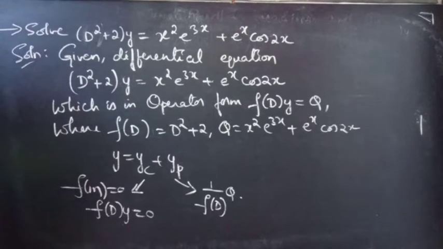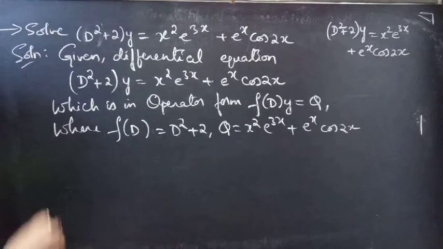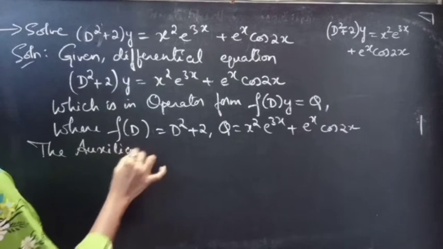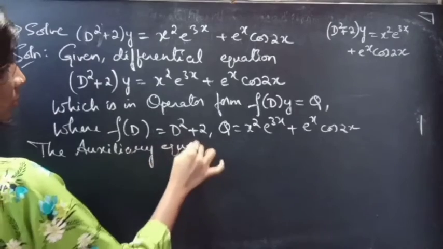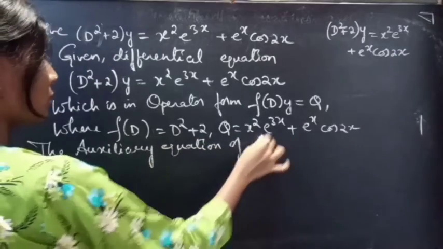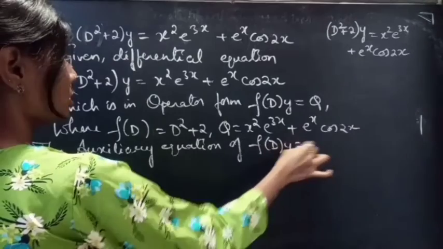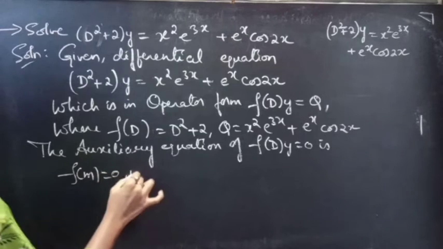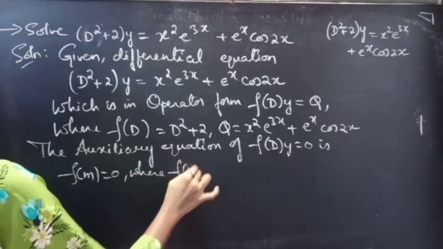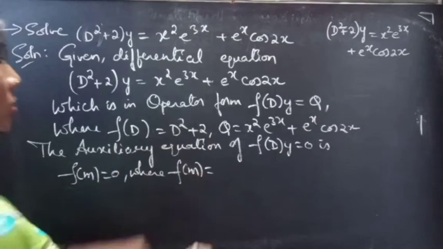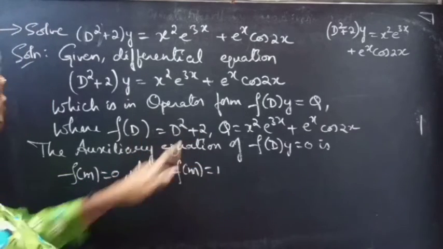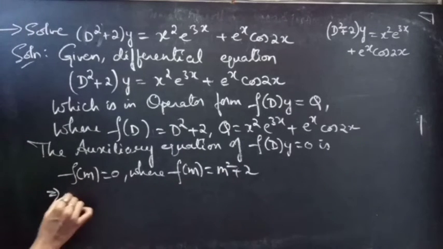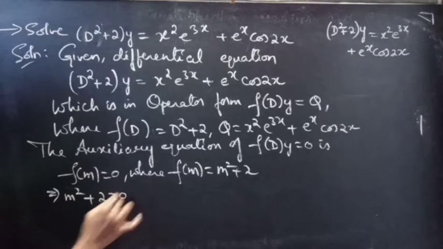So firstly, let's find yc and yp. We know that the auxiliary equation of F of D into y equals 0 is F of m equals 0, where F of D is D square plus 2. Let's replace the differential operator by m, so that we'll get F of m equals m square plus 2. Then our auxiliary equation becomes m square plus 2 equals 0.